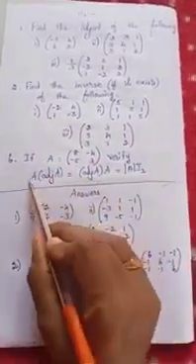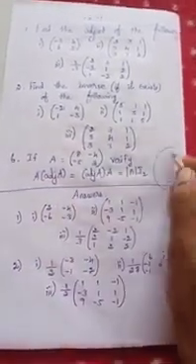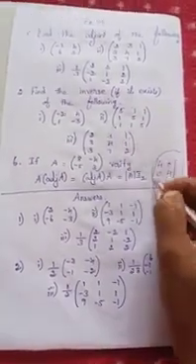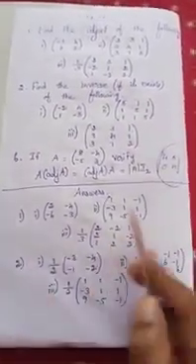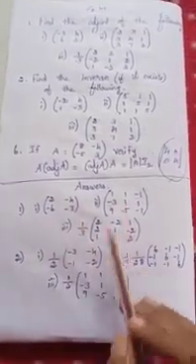So this answer you can easily verify. A into adjoint A, you should get 4, 0, 0, 4. Then your answer will be correct. See, the answers of first and second problems I have given to check your answers.